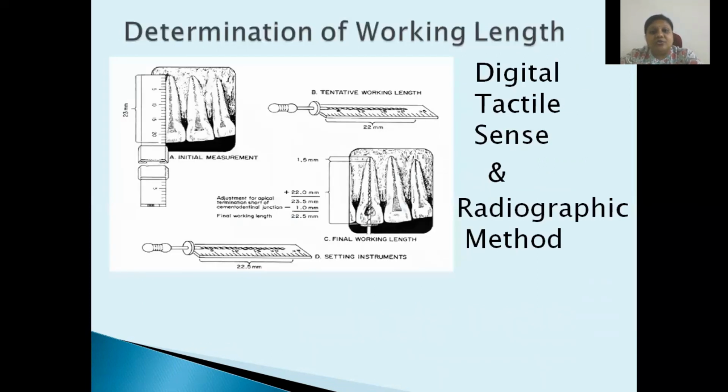This is how we determine the working length in the primary teeth. Firstly, through our digital tactile sense, and secondly, through the radiographic method. Here we measure the radiograph with the help of our scale. We adjust the files, the instruments, according to that, and then we determine the correct working length.